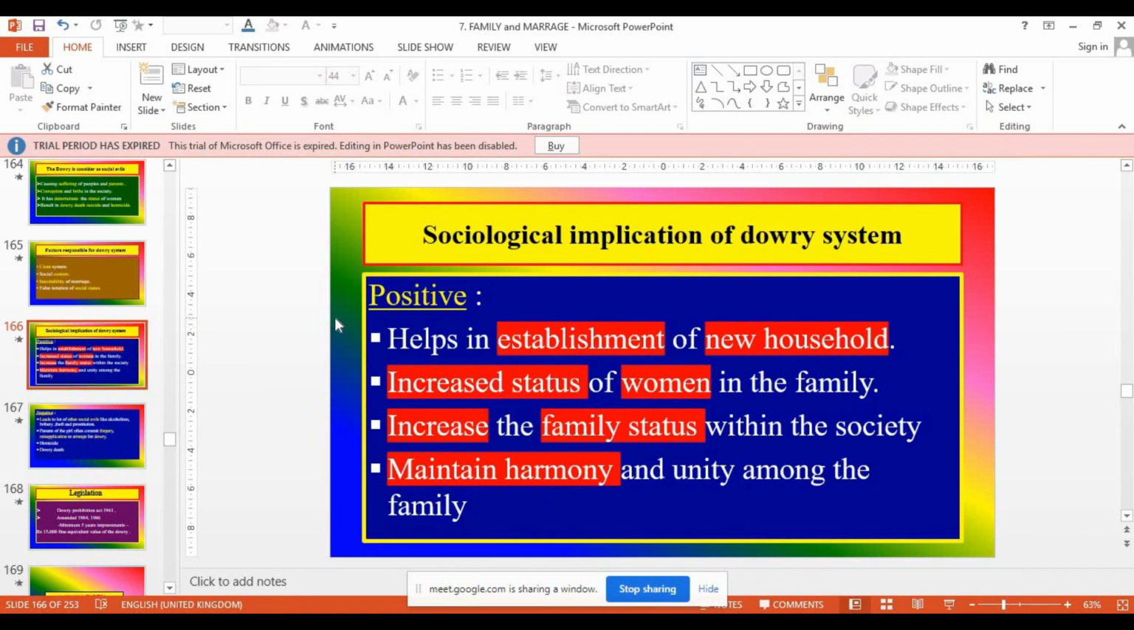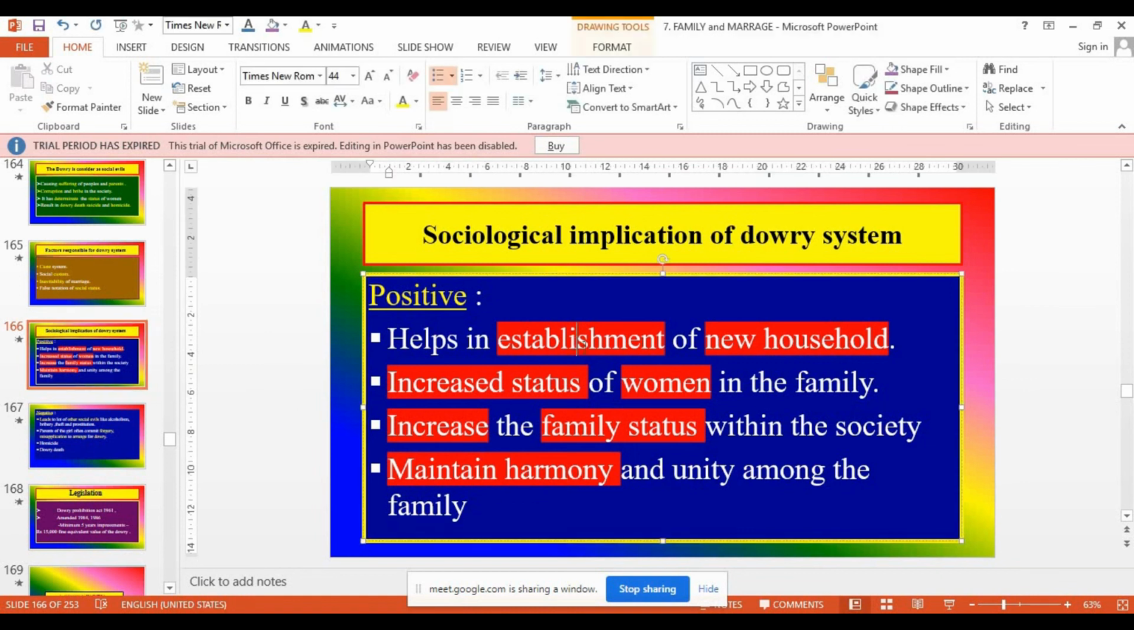Next, sociological implication of the dowry system. Sociologically speaking, dowry has both positive and negative effects. Positive effects concern establishment of a new household. Then it increases the status of woman. If she has more money, it increases the economic status of woman, which is positive.